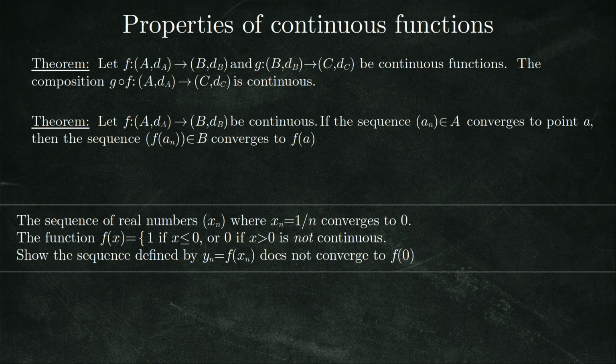Okay, now you've had a think about that. So we know that f of x_n is equal to 0, because all of the x_n are greater than 0, therefore f of x_n is always 0. Therefore, this sequence converges to 0. However, f of 0 is 1. And therefore, these two things are not the same, so it doesn't converge to the right point.